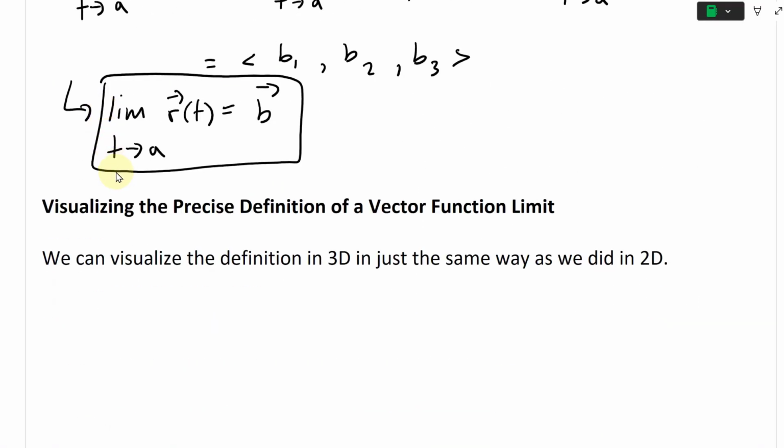All right, and now we'll go over here. The next part of that same exercise is visualizing the precise definition of a vector function limit. This is actually my own undertaking. This wasn't in the solution manual, but I thought it's pretty useful to do. So we can visualize the precise definition of the limits in 3D just the same way as we did in 2D.